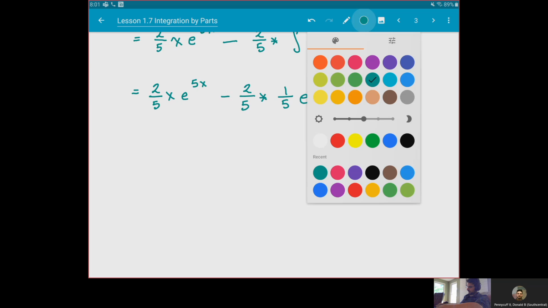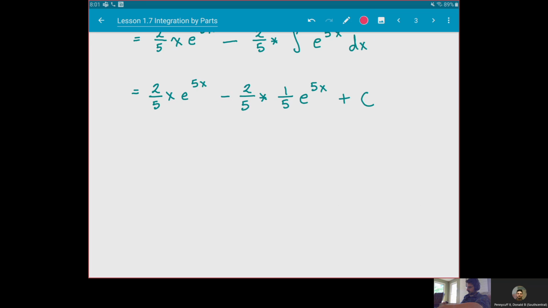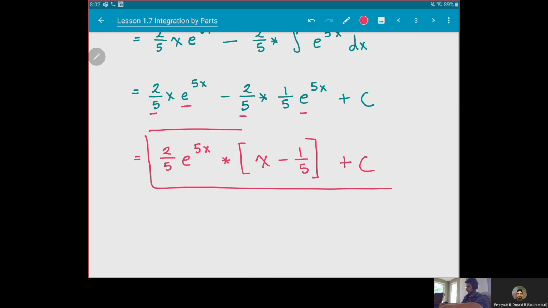Now, I'm almost done. This is pretty much it. I am going to factor out some stuff here. So let's look at this. Each piece has a 2/5 and an e to the 5x in common. So I'm going to yank that out and factor. So here's my final answer.